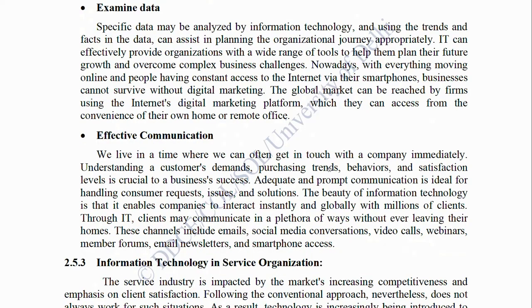Next point is examine data. Specific data may be analyzed by information technology, and using the trends and facts in the data can assist in planning the organizational journey appropriately. IT can effectively provide organizations with a wide range of tools to help them plan their future growth and overcome complex business challenges. Nowadays, with everything moving online and people having constant access to the internet via their smartphone, businesses cannot survive without digital marketing. The global market can be reached by firms using the internet digital marketing platform, which they can access from the convenience of their own home and remote office.